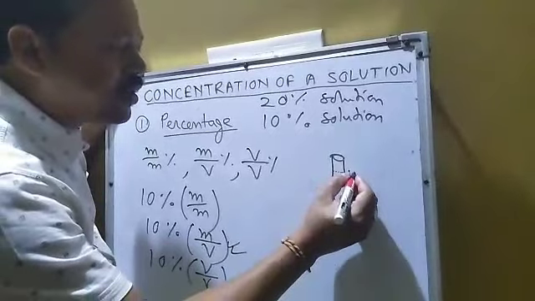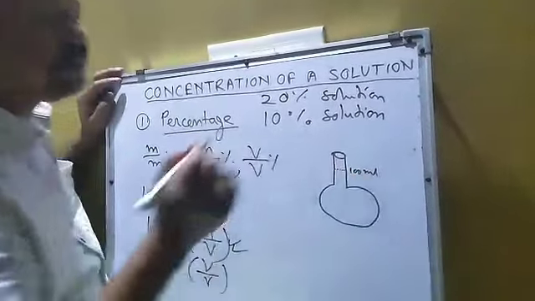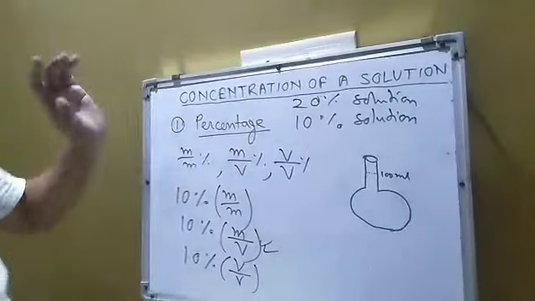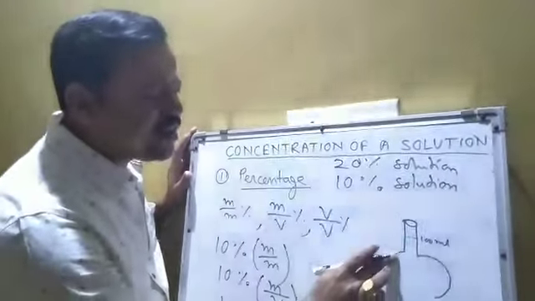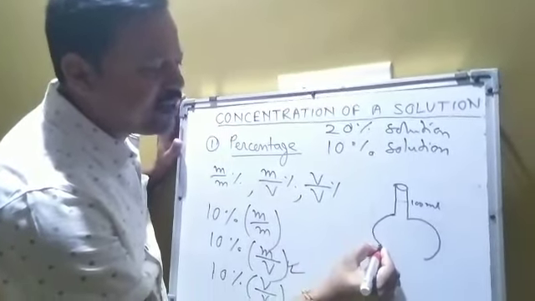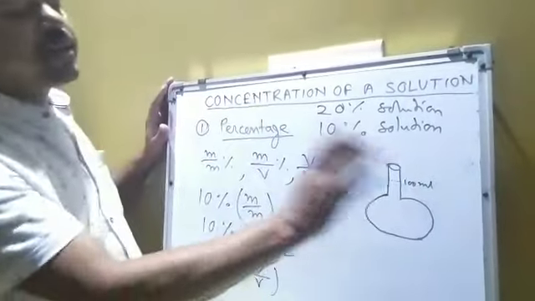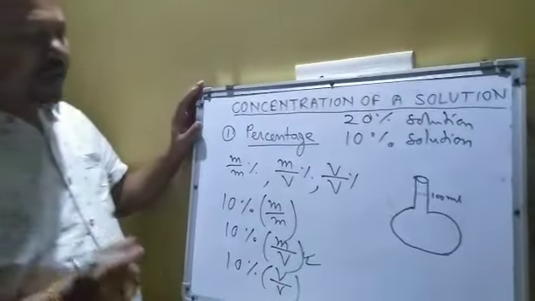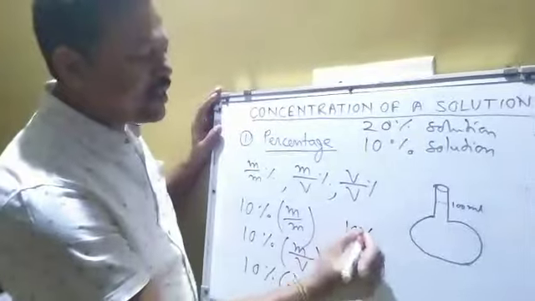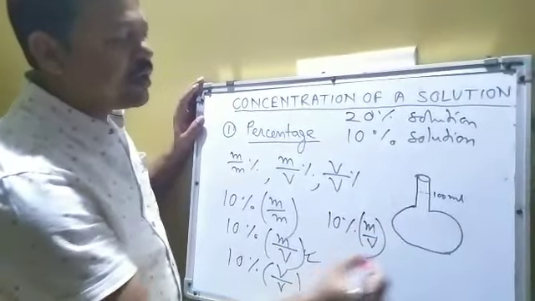Up to this mark it contains 100 ml. This type of volumetric flask you will get, in different sizes: 100 ml, 500 ml, like this. So suppose this is a 100 ml flask. In this flask, if you want to prepare a 10% m by v solution, then what do you have to do?